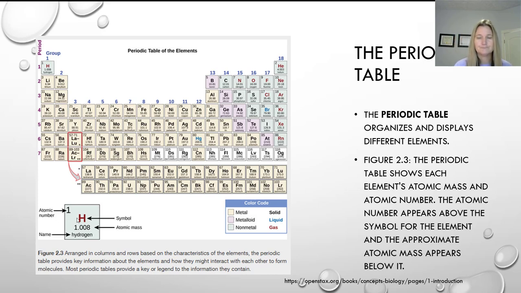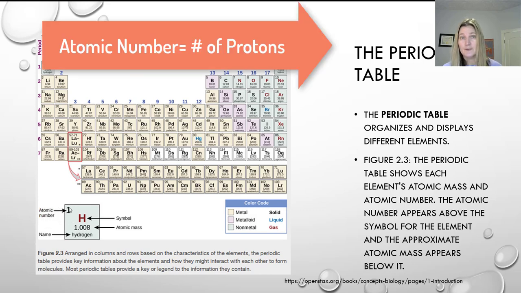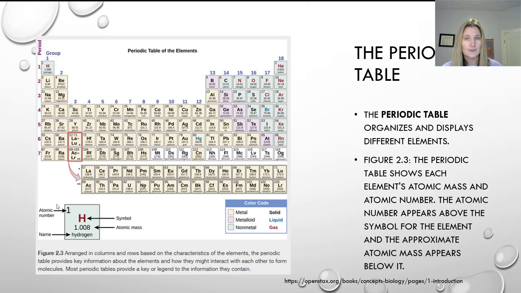All right. Another thing you'll notice in the upper left-hand corner is the atomic number. If you recall, the atomic number is the number of protons in that element. So an atom of hydrogen has 1 proton. An atom of sodium has 11 protons. An atom of oxygen has 8 protons. Okay, and those numbers never change, right? So carbon is always going to have 6 protons.